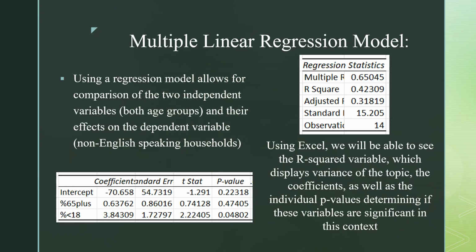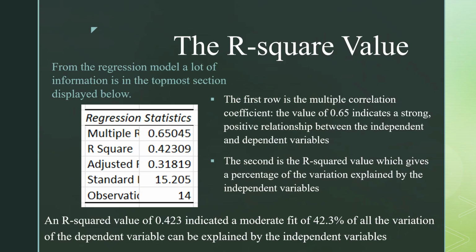This model was evaluated using a multiple linear regression, which allows us to compare the two independent variables, the two age groups, and the dependent variable of non-English speaking households. Running this model in Excel calculated the R-squared variable, the coefficients, and the p-values, which ultimately determines if the variables are significant in this model.